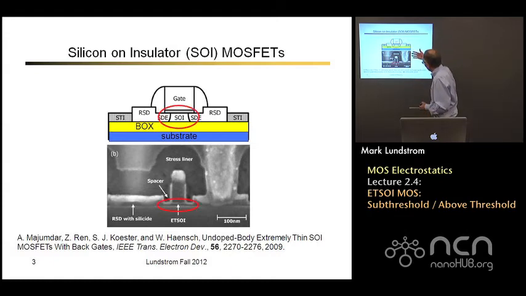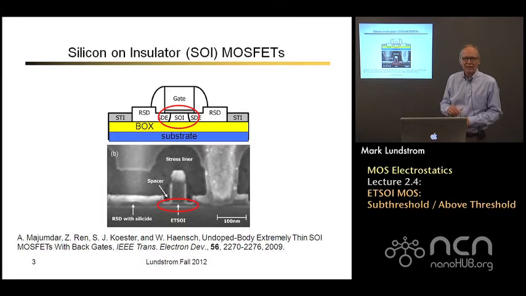If you look at a TEM from an extremely thin SOI device produced at IBM, you can see that thin insulator right under the gate electrode here. And these days, that insulator thickness is on the order of 10 nanometers or even thinner. So this is a regime that is completely different from the bulk. The electric fields will penetrate all the way through this thin silicon layer, and the electrostatics will be affected. So the goal of this lecture is to try to understand how MOS electrostatics plays out in a structure like this.